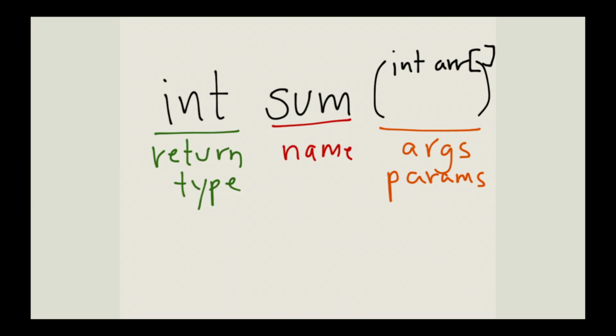So in this case, I'd want to use a comma. I'm sorry, it's kind of going off the screen here. And I'd pass in another argument and call it int len for the length.